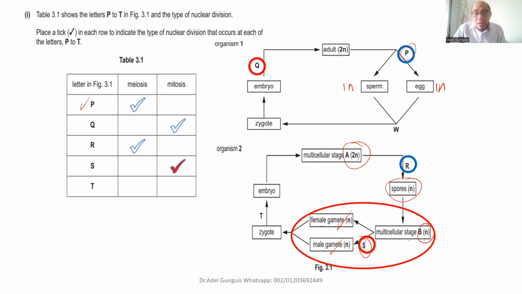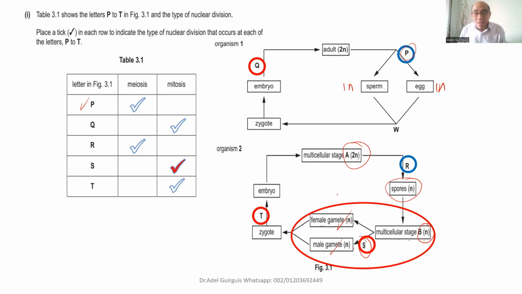Okay. Now the next one. Zygote develops into embryo, of course, like human, for example. Zygote to N forms embryo, still N, forming multicellular stage N. So this depends on mitosis. It depends on mitosis. Okay?